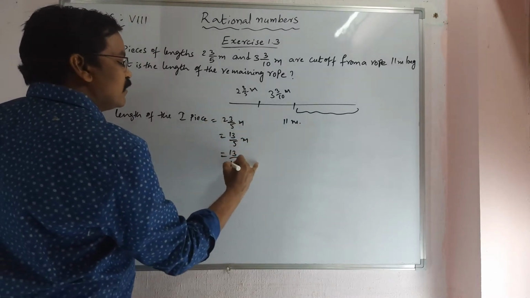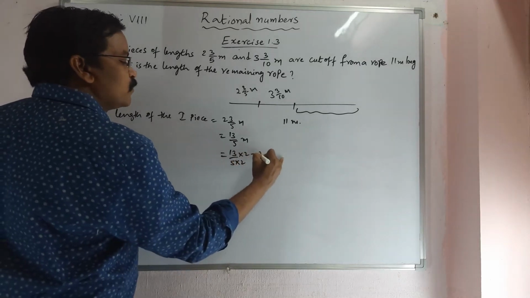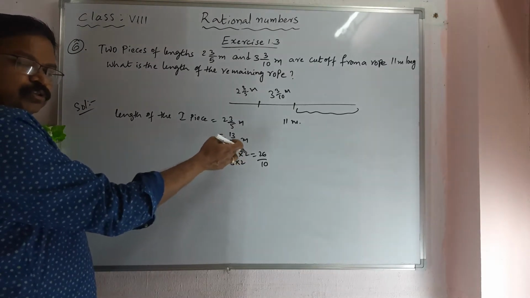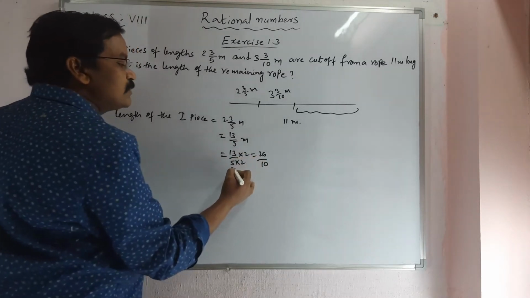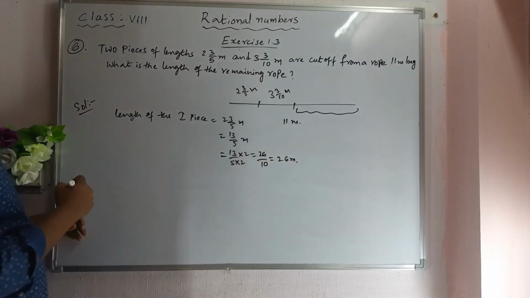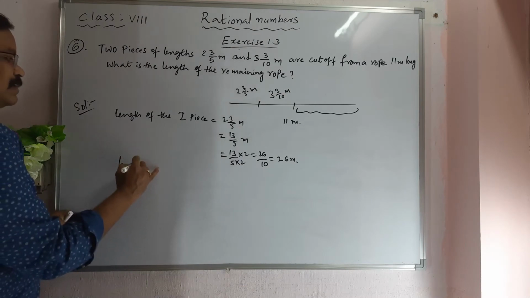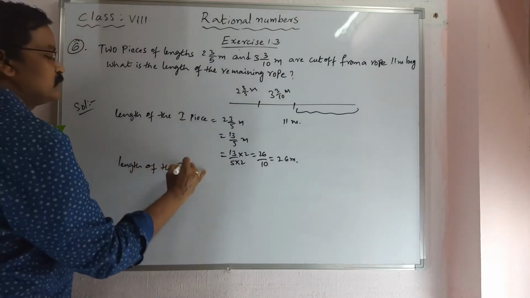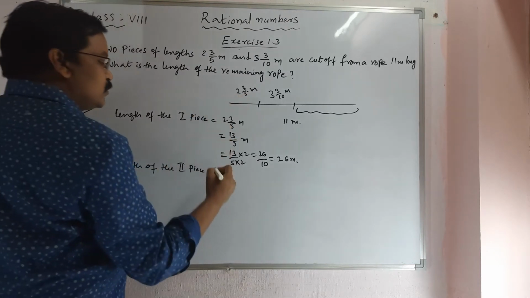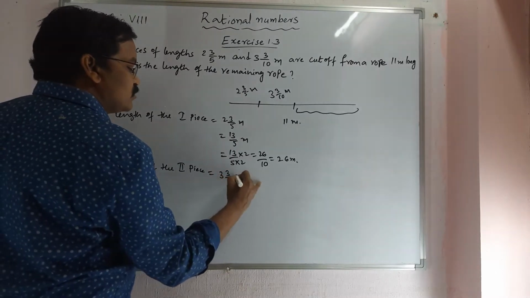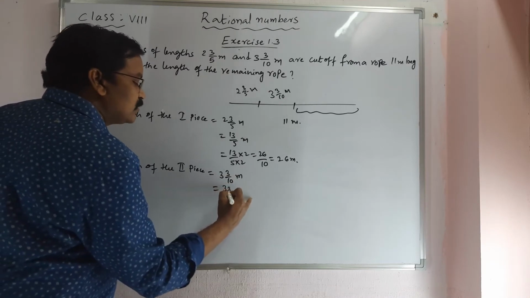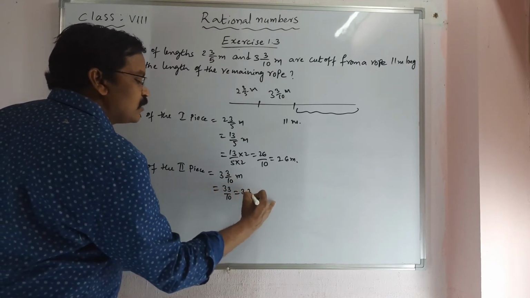So this 13/5 I can write as 26/10. I just multiplied both numerator and denominator by 2. 13 2s are 26, 5 2s are 10, that is 2.6 meters. Okay, coming to the second one, the length of the second piece of rope. That is 3 3/10 meters. It is also a mixed fraction, right? Here 10 3s are 30, 30 plus 3, 33/10. That is 3.3 meters.